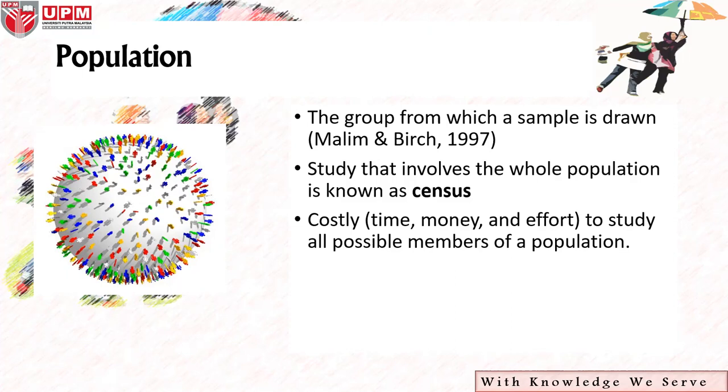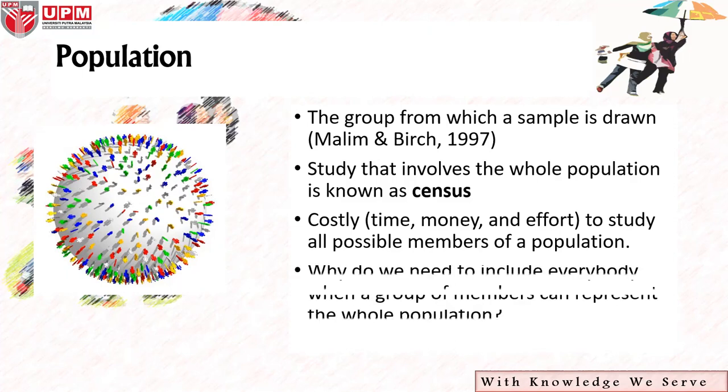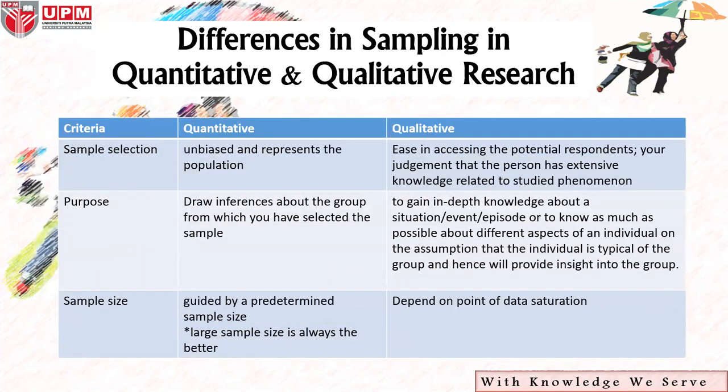It can be berapa? 10,000, 20,000, 30,000, right? So that's why it is costly to collect the data that involves every member within the population because it is very large. Sedangkan, okay, why do we need to include everybody when a group of members can represent the whole population? Kenapa kita nak collect dekat semua member sedangkan kalau kita boleh dapat satu sampel yang boleh represent the whole population. So that's why dia memperkenalkan kita dengan term sampling, persampelan.